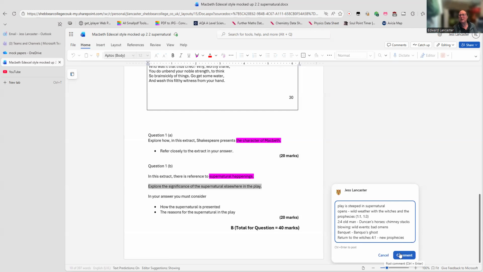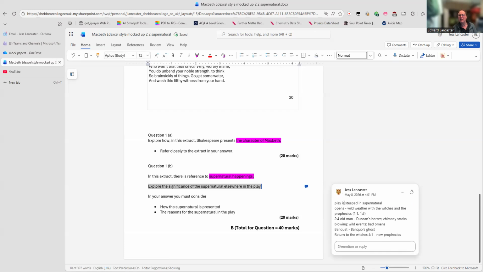So for this particular video, I'm only going to look at the A section. So I'm going to put that one to bed. I'm just going to leave that there. That's going to go over and over in my mind while I'm looking through this extract and going through this, looking at the presentation of the character of Macbeth. And I'm going to be ready, thinking about my B section for later.